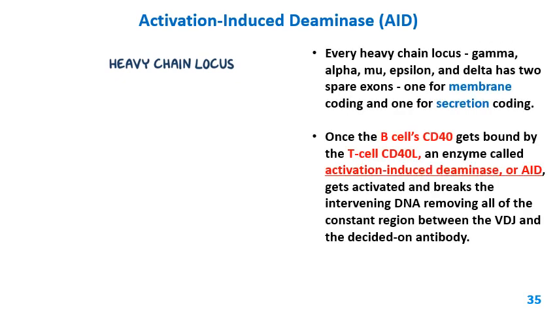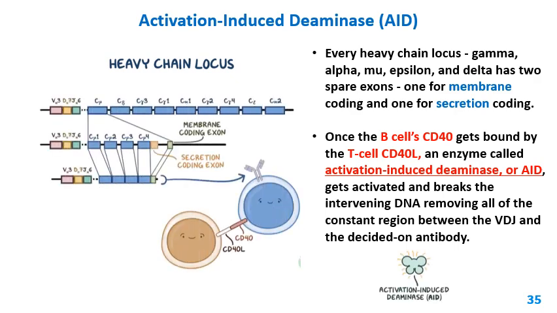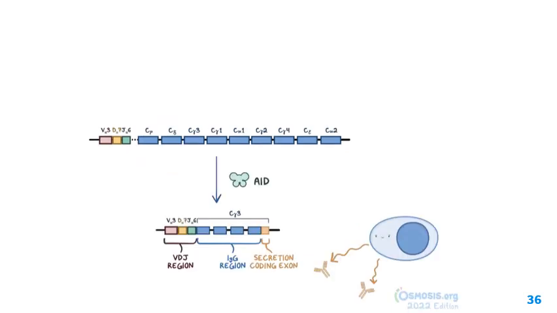This is only the detail on how to do the class switching. It has to do with expression of this cool enzyme that is called AID, which stands for activation-induced deaminase. Cutting a piece of the DNA allows for the class switching.